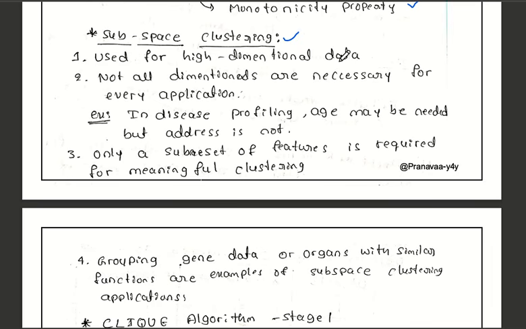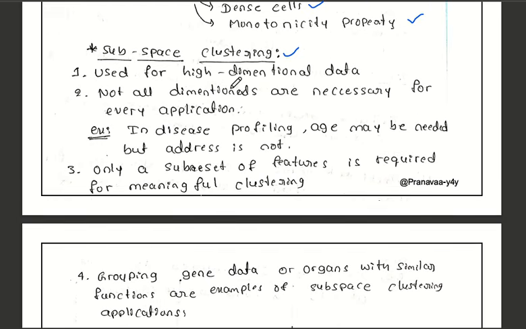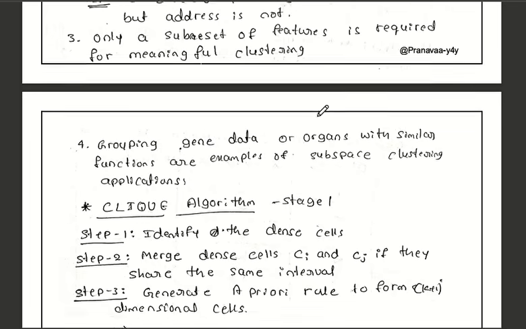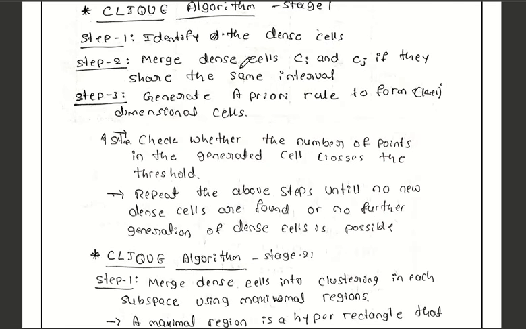Subspace clustering is used for high dimensional data, where not all dimensions are necessary for every application. An example: in profiling, an index may be needed, but address is not. So this is the example for subspace clustering. Again, only a subspace of the features is required for a meaningful cluster. Okay, that part is there.